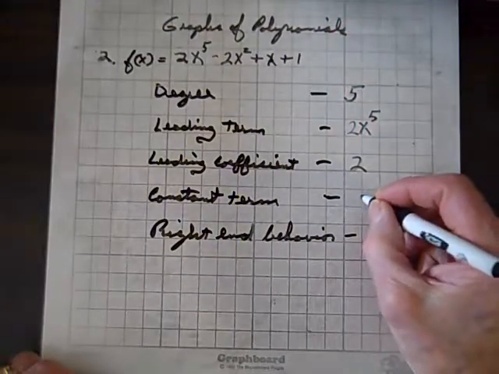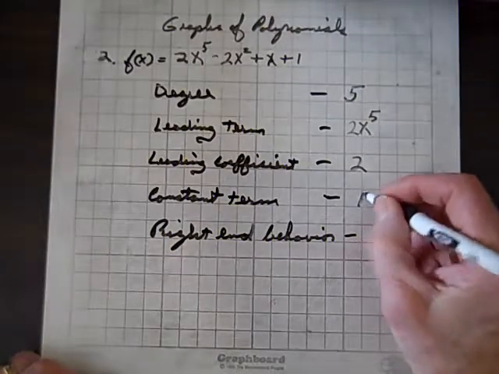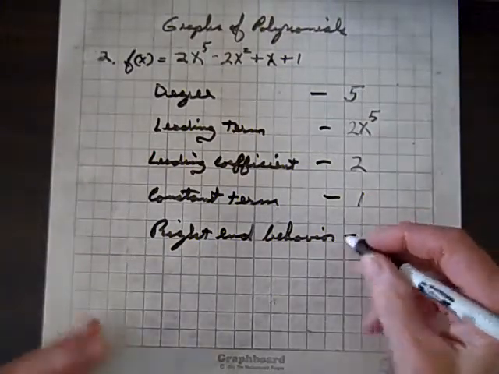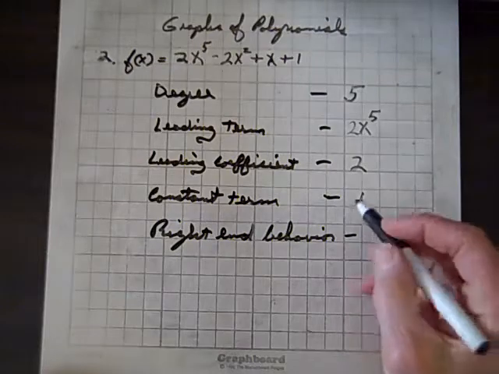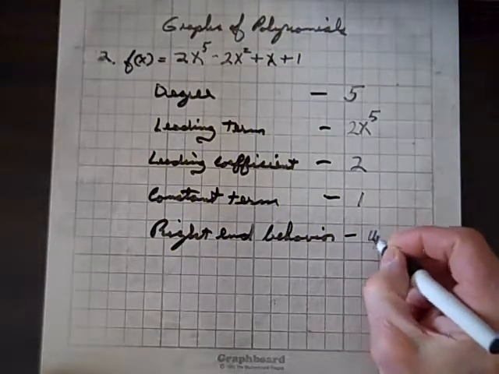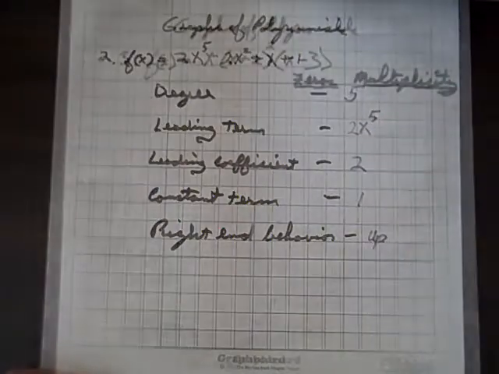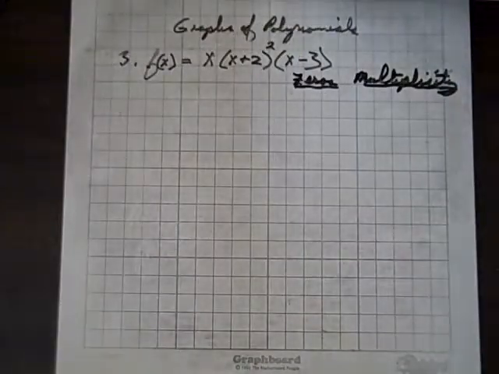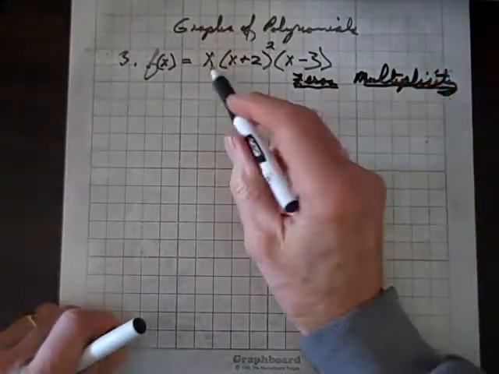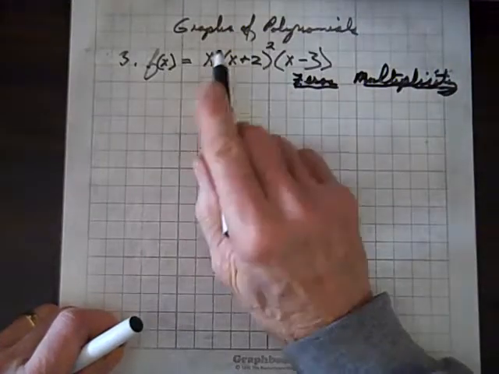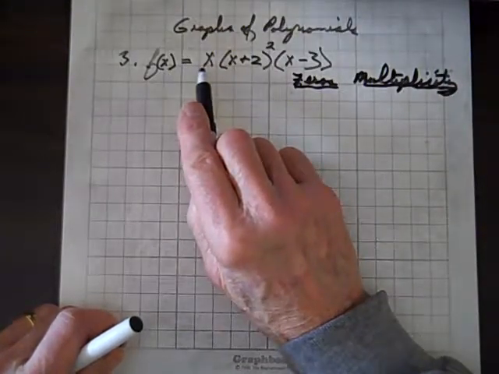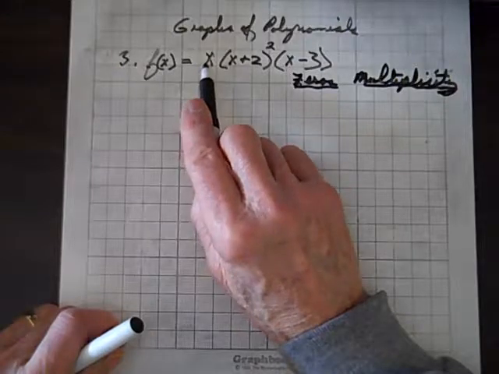That's the term such that there's no variable attached to it. And the right-hand behavior is up because the leading term is positive. Now we're going to graph a polynomial, but first we have to find or determine the zeros. So we'll set each factor equal to 0 and solve.